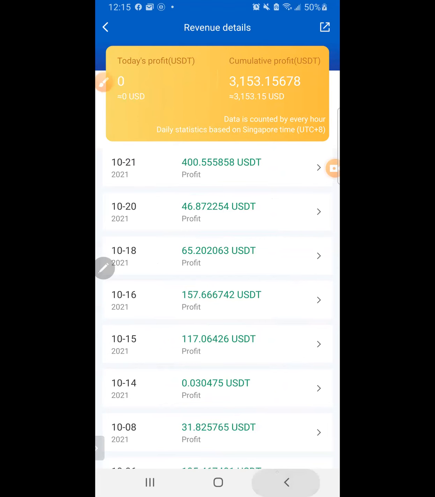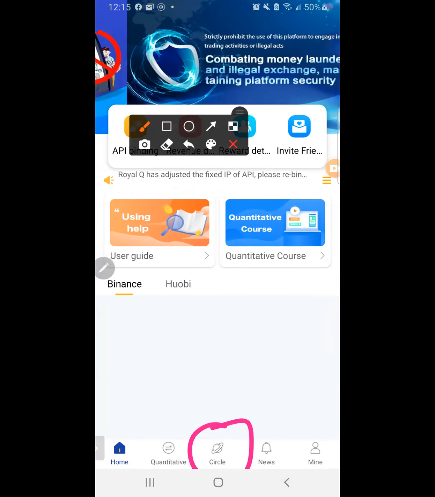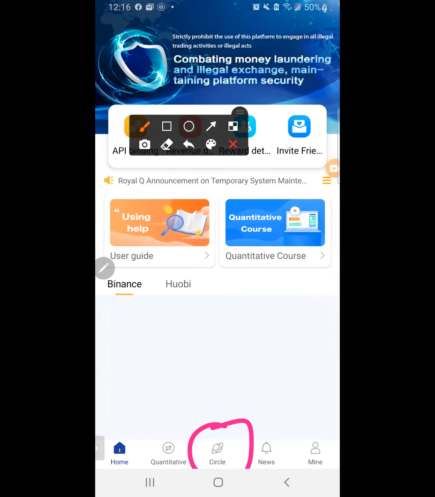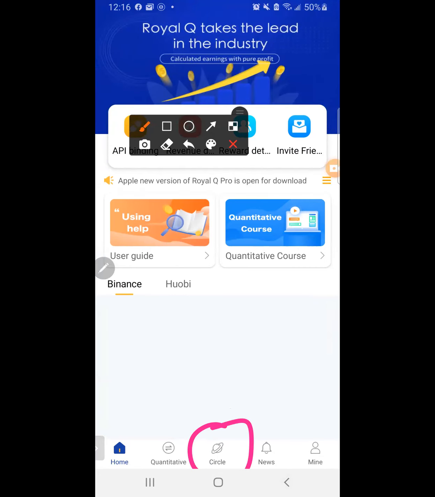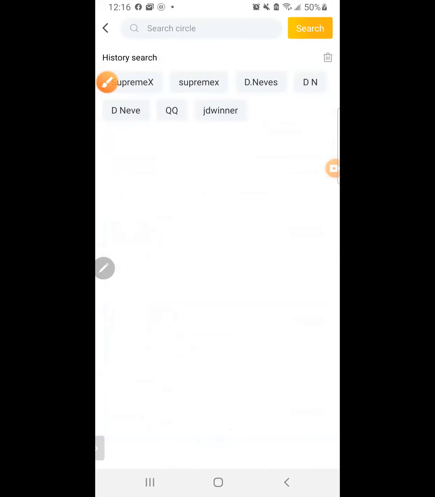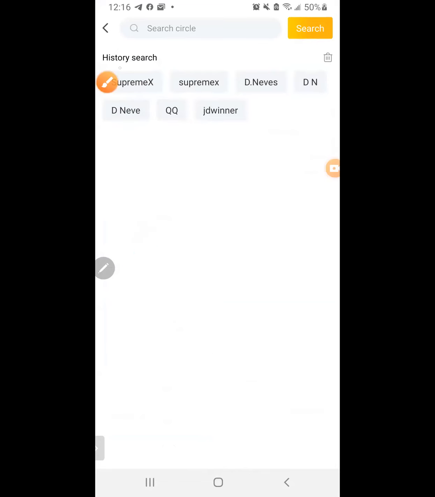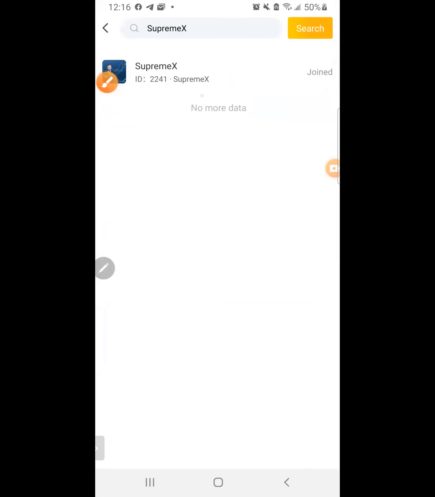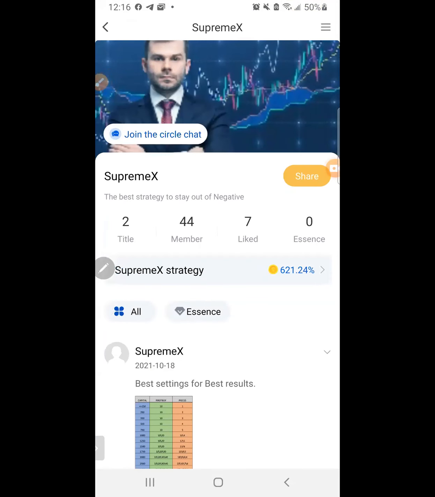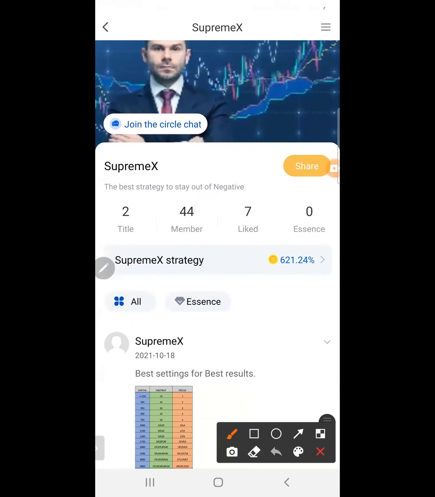They go to Circle. There's a Circle there that I've been monitoring so well, and they are doing what JD Winner and QQQ aren't doing. When Circle is searched for Supreme X, that's it there.